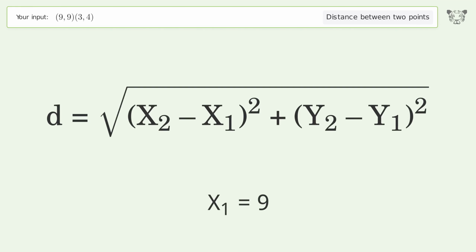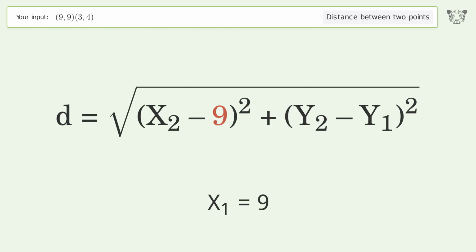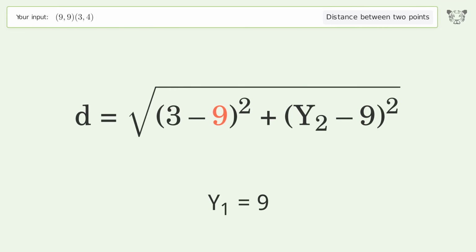x1 equals 9. x2 equals 3. y1 equals 9. y2 equals 4.